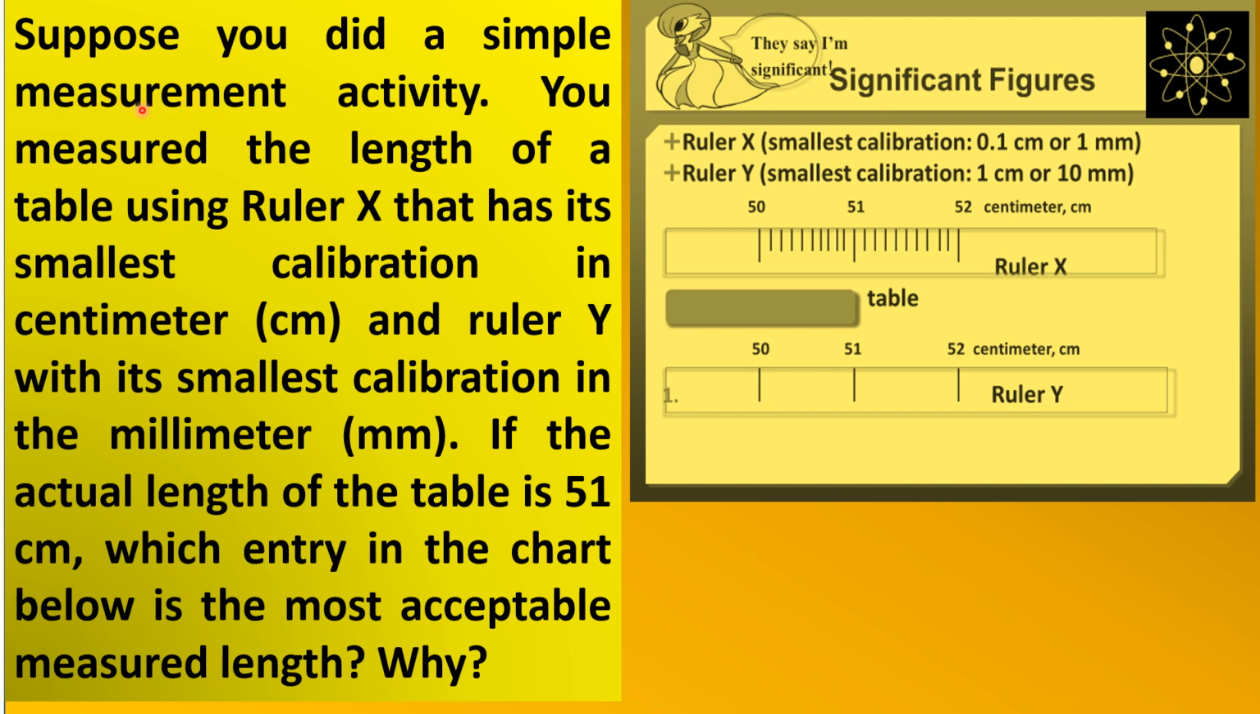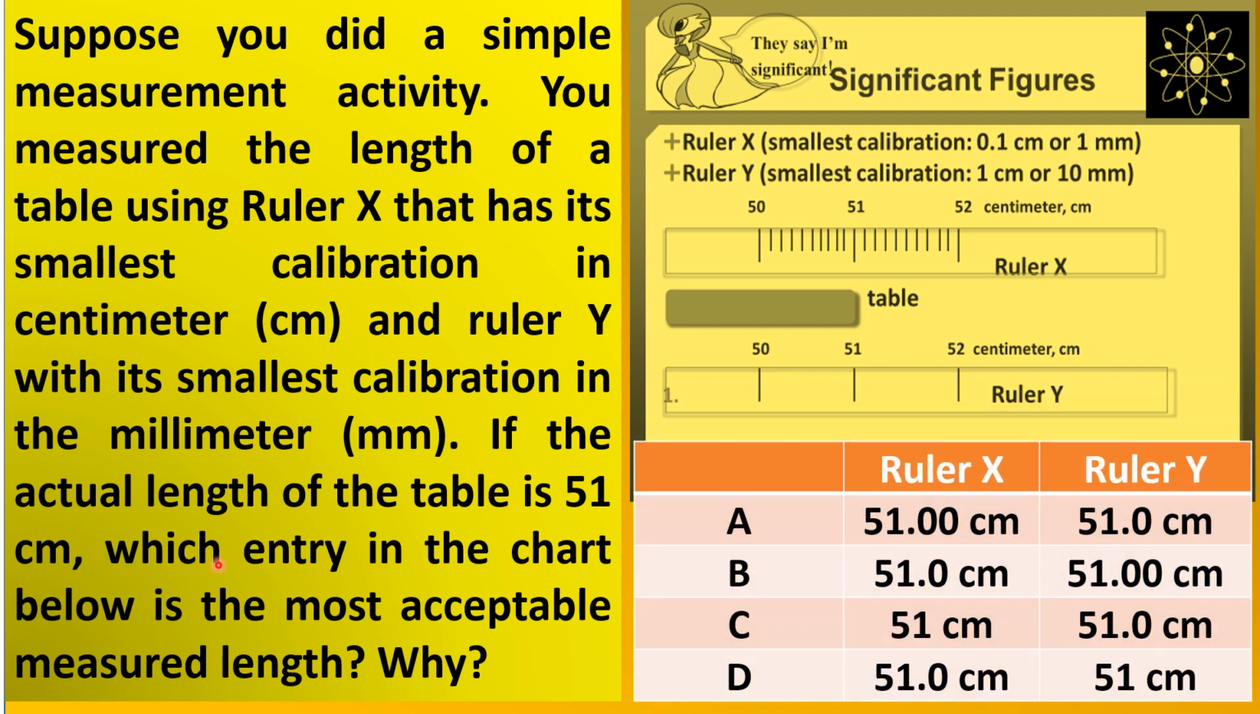Suppose you did a simple measurement activity. You measured the length of a table using ruler X that has its smallest calibration in centimeter and ruler Y with its smallest calibration in the millimeter. If the actual length of the table is 51 centimeters, which entry in the chart below is considered the most acceptable measured length and why?